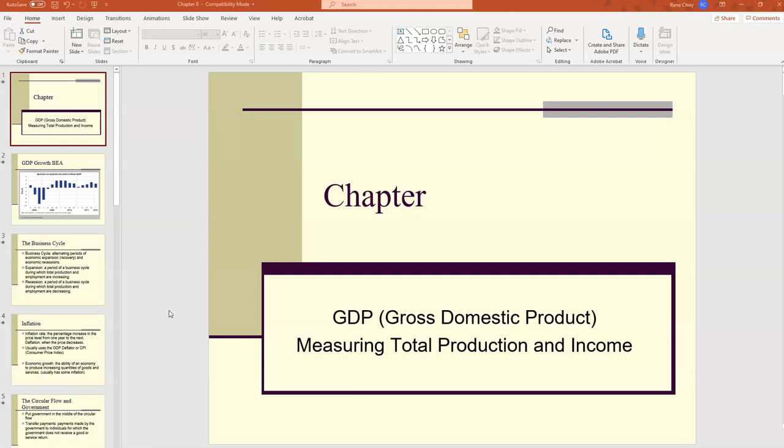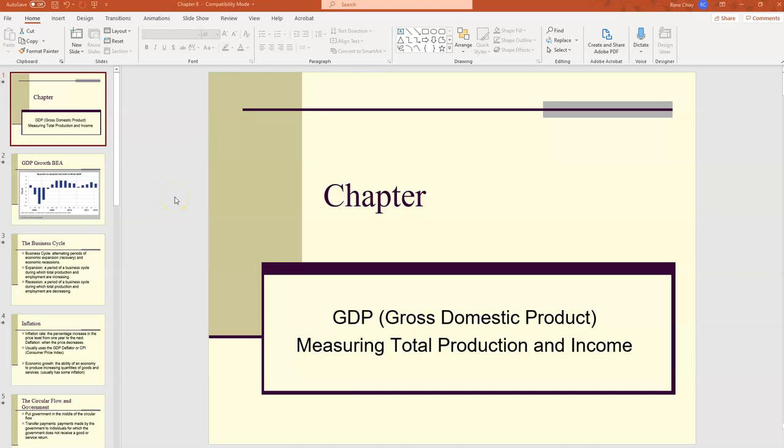Today we're going to be talking about GDP, or Gross Domestic Product. Gross Domestic Product is a number that we use today to talk about the size of an economy. So it's the way we measure economic activity today. GDP is basically the total production and/or income in a particular country.